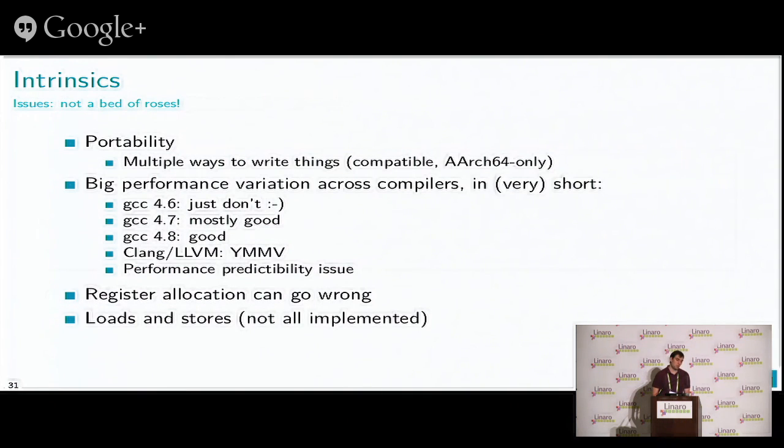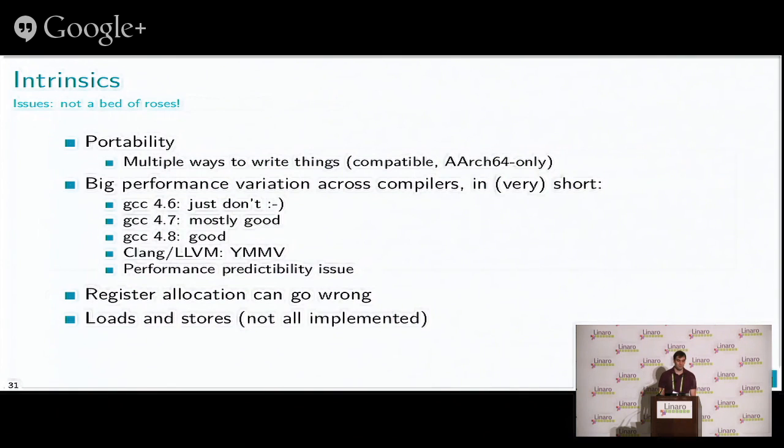However, Intrinsics come with a number of shortcomings. The first one, ironically, is portability. There are small areas where you can write things in different ways. You can write them in a compatible way or in an ARMv8 only way. This can be a problem. There are examples of pieces of code I've written in ARMv8 Intrinsics, and I had to make slight modifications to make them work on v7 hardware and compilers. Another problem is that you get big performance variations across compilers.